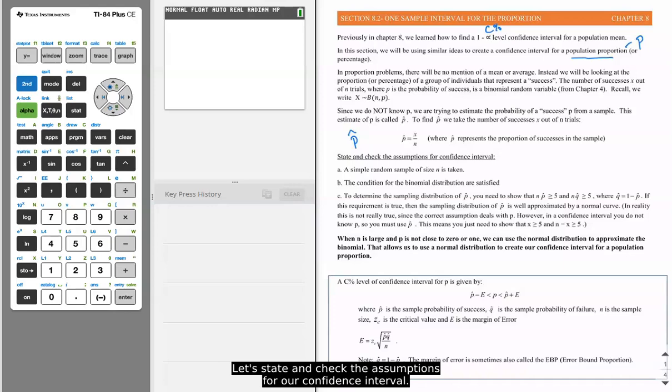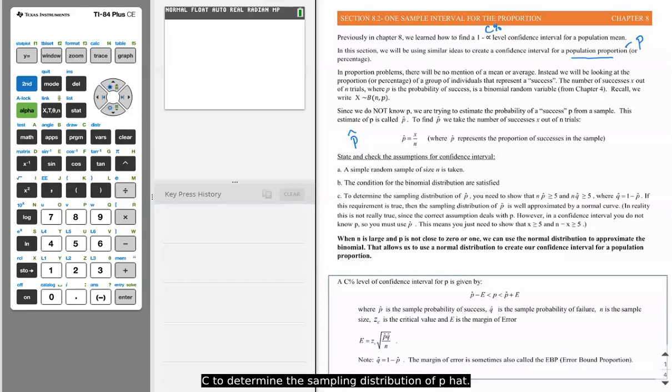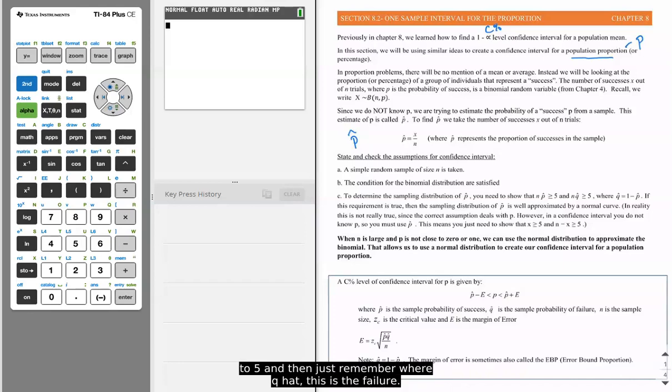So let's state and check the assumptions for a confidence interval. The first one: a simple random sample of size n is taken. B: the conditions for the binomial distribution are satisfied. And C: to determine the sampling distribution of p hat, you need to show n times p hat and n times q hat are greater than or equal to 5. Just remember, p hat is the successes, q hat represents the failures, and it's just 1 minus p hat. If this requirement is true, then the sampling distribution of p hat is well approximated by a normal curve.